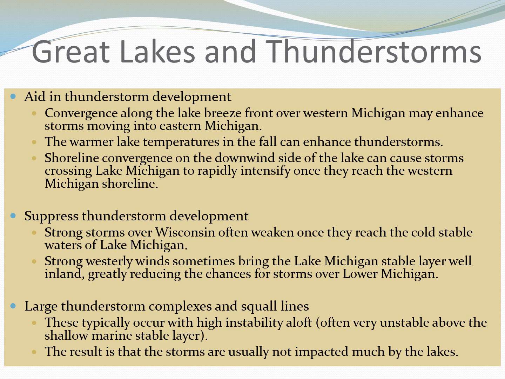Now, one case that I want to point out, large thunderstorm complexes and squall lines typically occur with very high instability aloft, often very unstable above the shallow marine layer. The result is that the storms are actually not impacted much by the Great Lakes, as they tend to just ride right over top of the shallow stable layer over the lake.